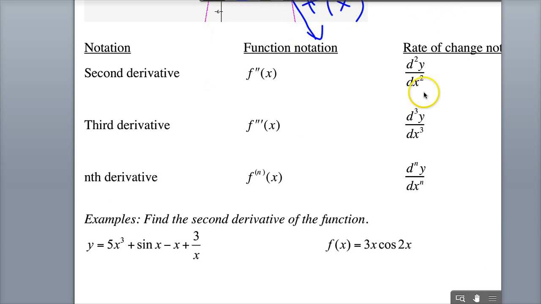And then for the rate of change, instead of dy dx, they call it d squared y dx squared. The third derivative is f triple prime, d to the third y dx third. So these are just notations, and then also f of n, like whatever prime it is, and then d n y over dx n. These are just the definitions of derivative.